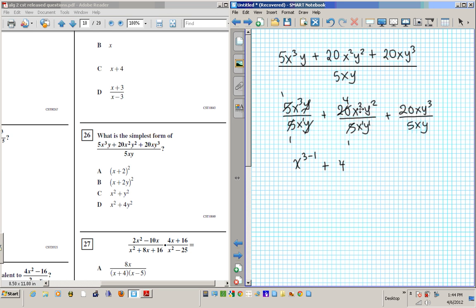So since the one on the top is bigger, it's the boss. So it's 2 minus 1. And then this one on the top is bigger, so it's the boss, 2 minus 1. Plus. And this side, 5 goes here 1, 5 goes here 4. The x's are the same, so they cancel out. This has no power, put a 1. So you have y to the 3 minus 1. Alright? So let's simplify this. We're going to have x squared plus 4xy plus 4y squared.